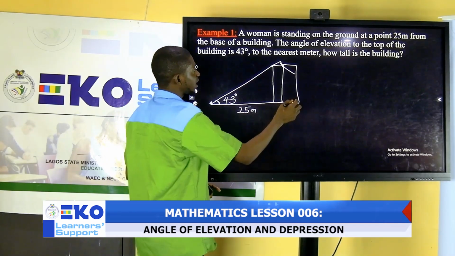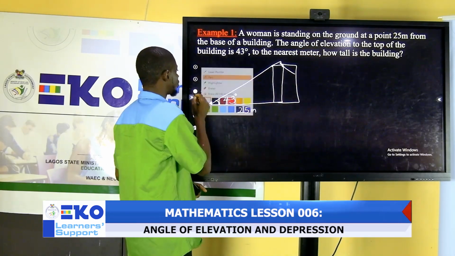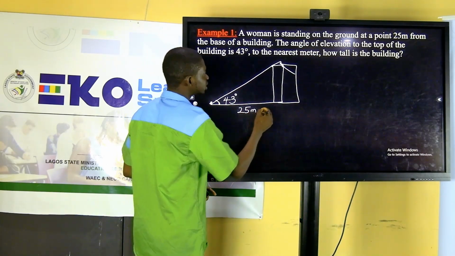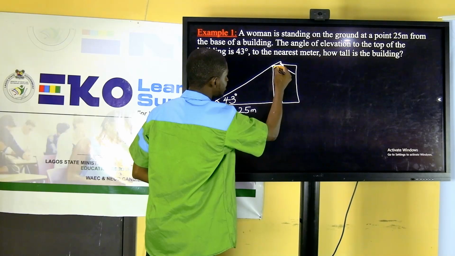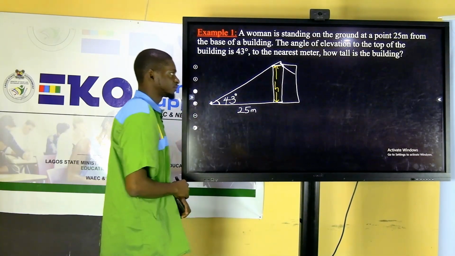To the nearest meter, how tall is the building? So we are interested in finding the height of the building. That is what we want to find.